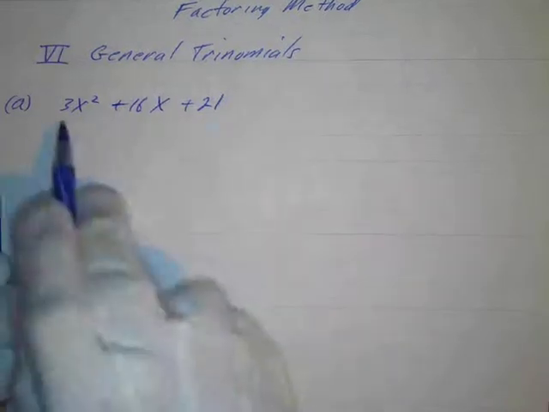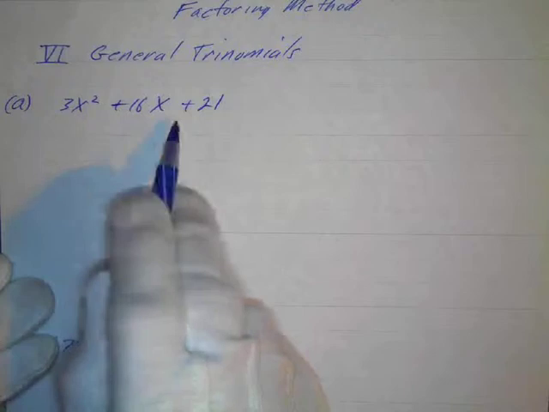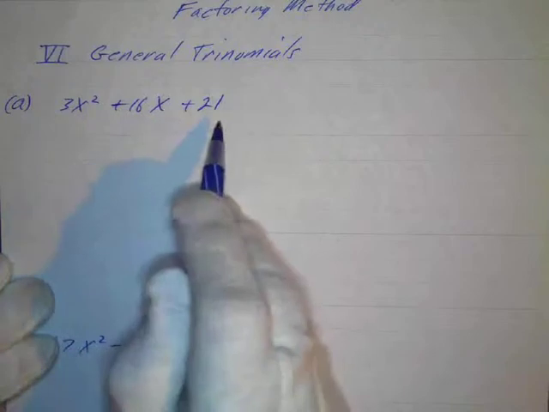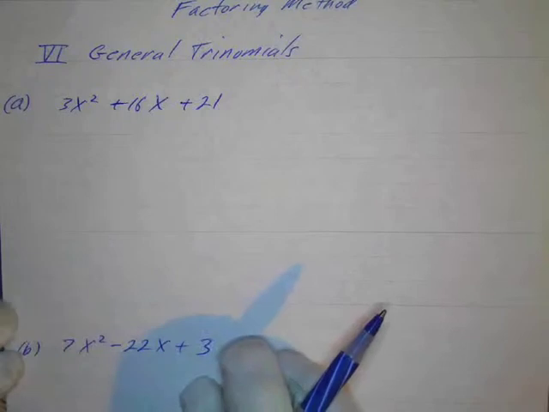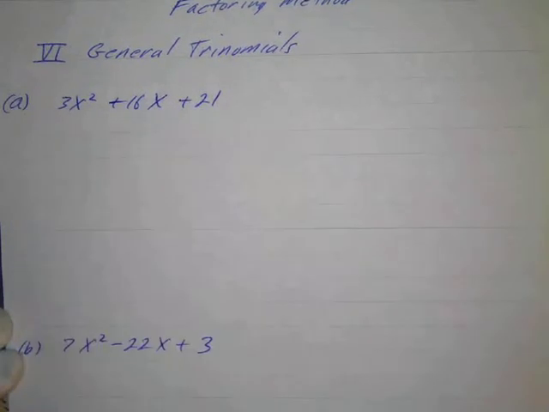So here's a general trinomial, and we try all of our other methods and nothing's going to work. It doesn't have a common factor. It's not a difference of perfect squares. It's not a trinomial square. It's not a simple trinomial. We can't use four-term grouping, so we're stuck with general trinomial at this time.